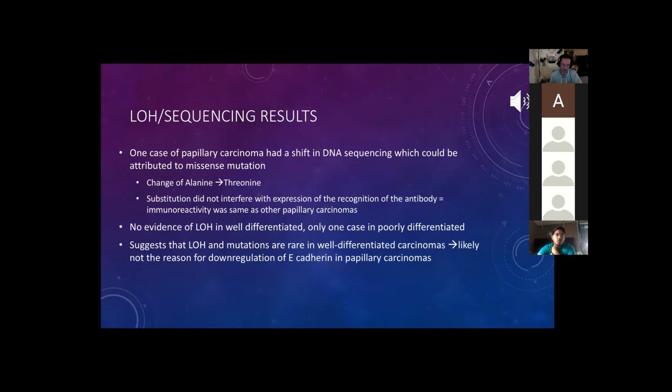In one of the many cases of papillary carcinomas, there was a shift that could be attributed to a missense mutation, changing alanine to threonine. The substitution apparently didn't interfere with the recognition site of the antibody and did not change immunoreactivity. Thus, this case was no different than the rest of the papillary carcinomas. There was also no evidence of the loss of heterozygosity in differentiated carcinomas. For the poorly differentiated carcinomas, we didn't have enough to conclude the general occurrence of loss of heterozygosity or mutations. Our results show that both loss of heterozygosity and mutations at the E-cadherin locus are rare, thus leading to the conclusion that the downregulated expression of E-cadherin cannot be ascribed to loss of heterozygosity nor mutations.